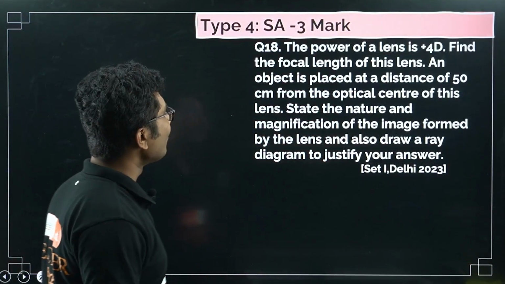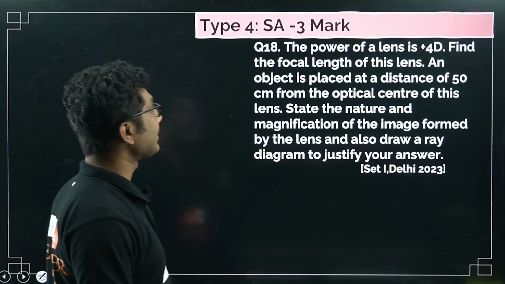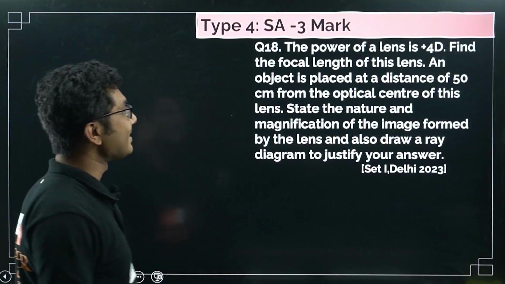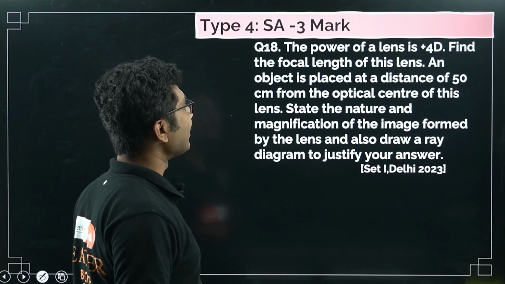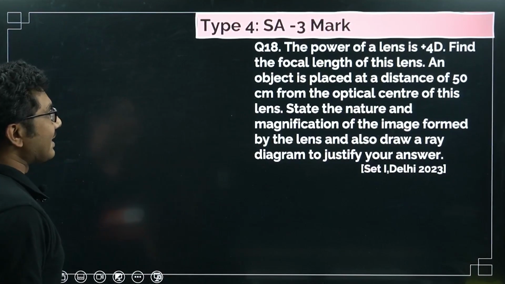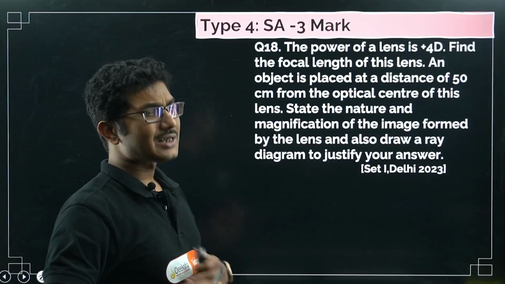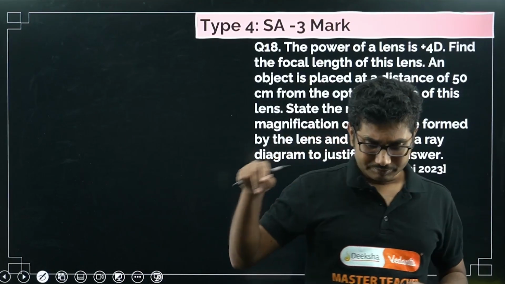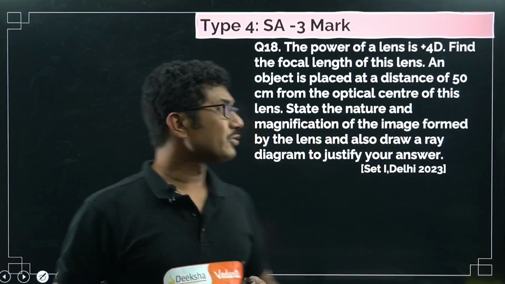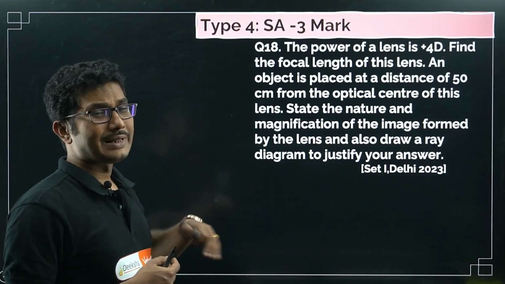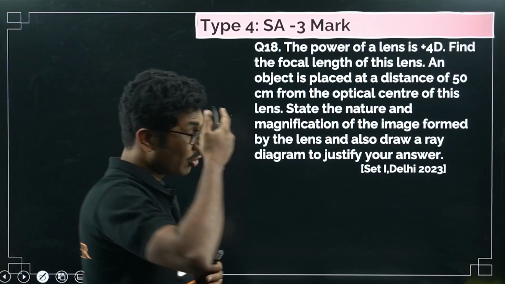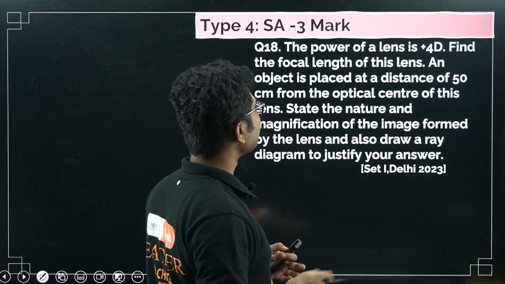Okay, now let's move on to the type 4 question, that is a short answer type 3 marks question. Power of a lens is plus 4d. Find the focal length of this lens. An object is placed at a distance of, so 3 marks, 2 marks questions are almost similar. As you can see, they are almost similar, only maybe a little bit more extra steps will be there. Other than that, there is not much difference between 2 marks and 3 marks question.